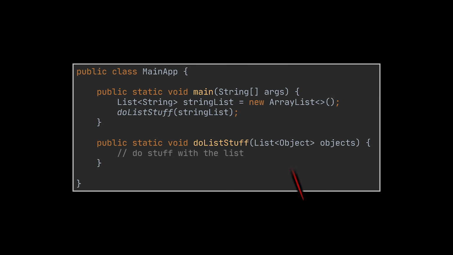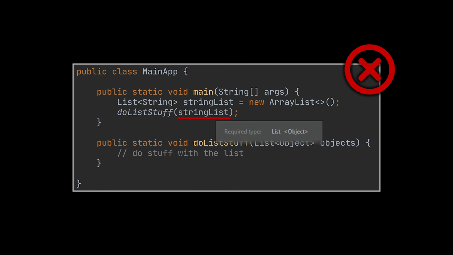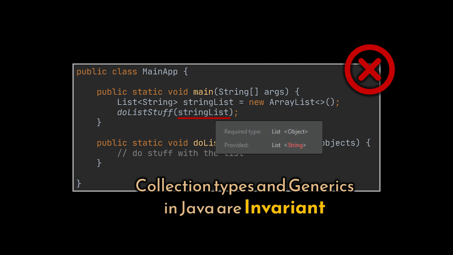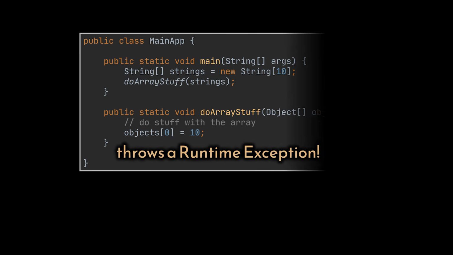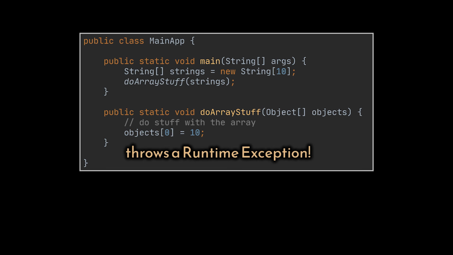Now, what if we change the parameter to a list of objects and try to pass it a list of strings? Nope, won't compile. That's because generics in Java are invariant. Okay, before we tackle what this means, notice that the error we got is actually a good thing. Imagine we decided to store integers in the array of strings we passed to the method that takes in an array of objects. What would have happened? Our code would have compiled with no errors, but we would have got a runtime exception.